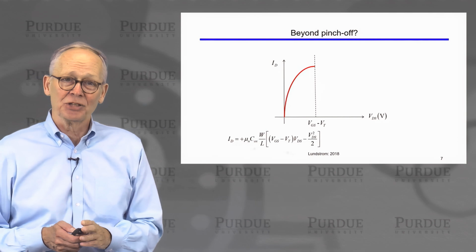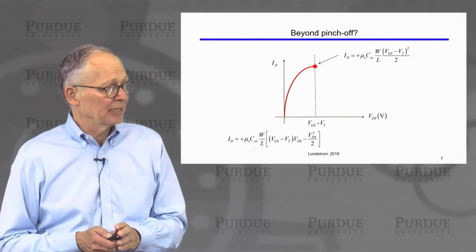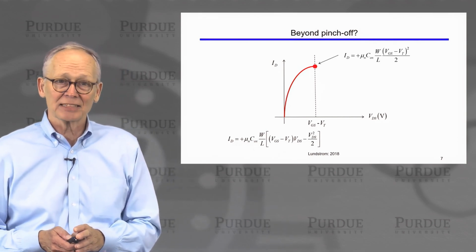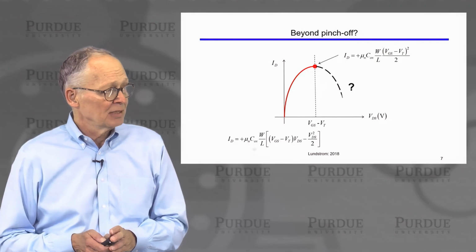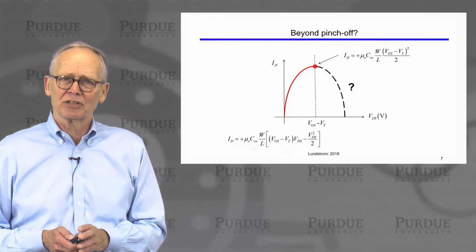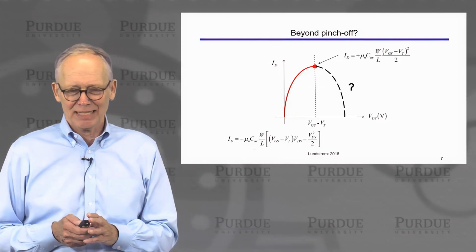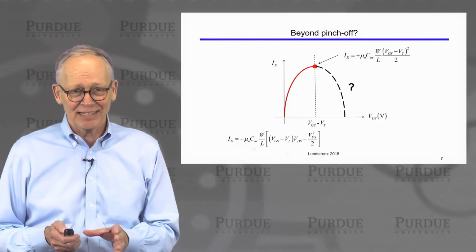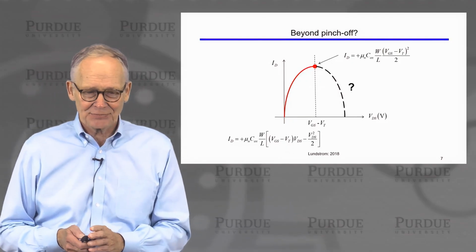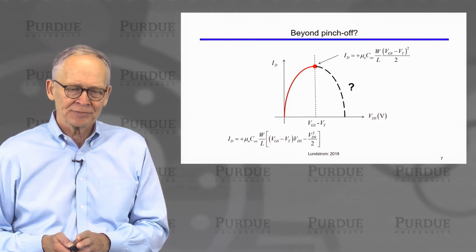Okay. Now the question is, what do we do? Do we continue to use that expression beyond the maximum value of the current? If we do, the current would turn around and go down. That doesn't seem quite right. It seems kind of unusual. In fact, that's not right. So what's going on here?